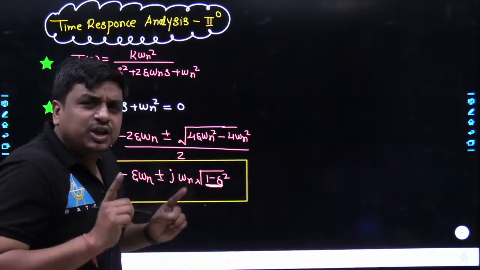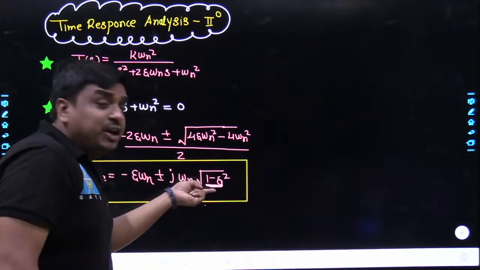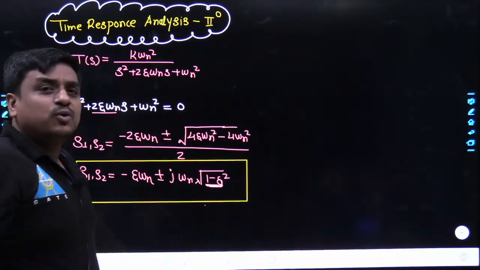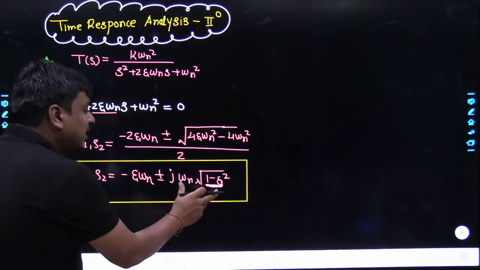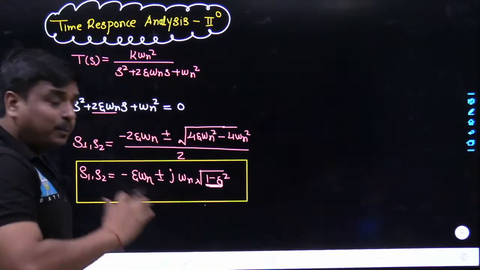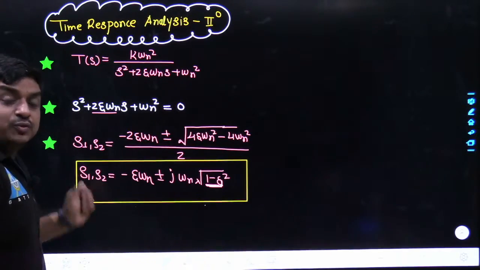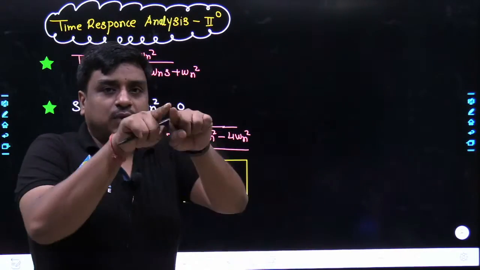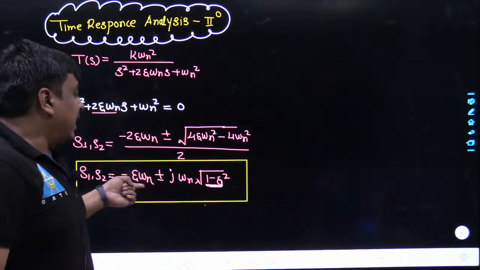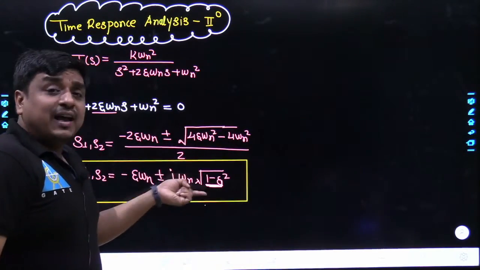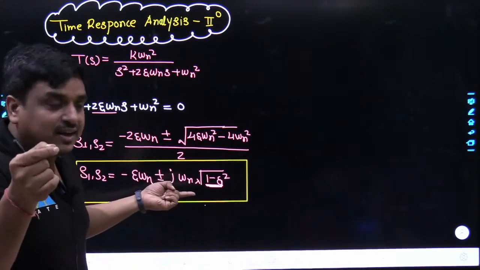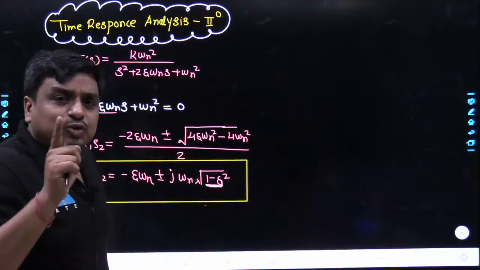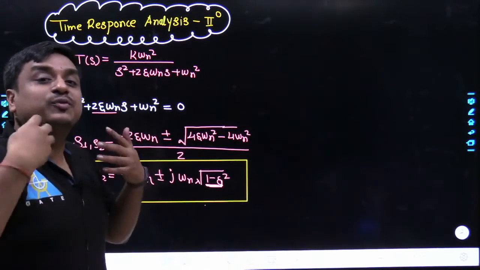If 1 minus zeta square becomes a negative value, again it would create an iota and iota would get multiplied. It would become a real part, and the roots or the poles would be located completely over the real axis. So what I have assumed so far is that the value of zeta has been chosen in such a way that the value of 1 minus zeta square is always a positive value, or at worst it's 0.